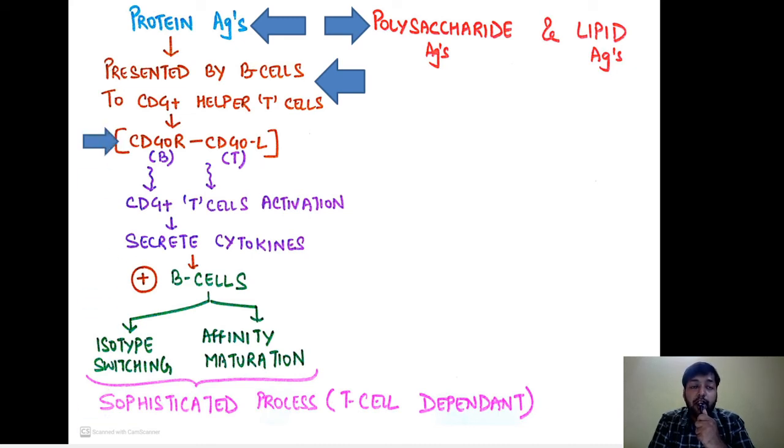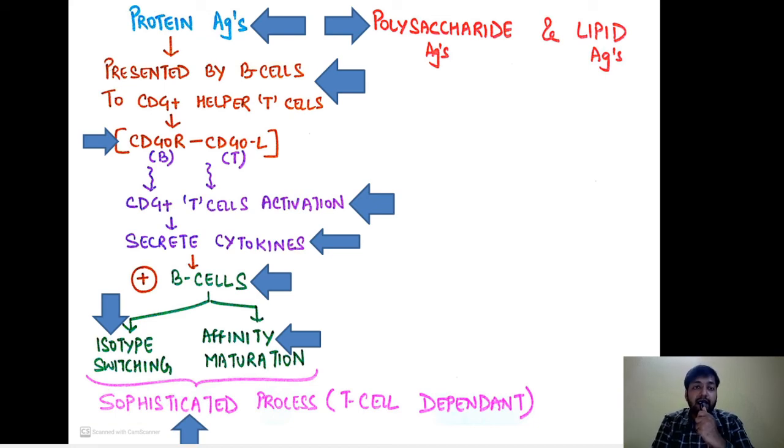And now, as you will recall, as we have already read, the B cells stimulate the T cells by means of the CD40 receptor, which is present on the B cells and macrophages, and which attaches to the CD40 ligand, which is expressed by the T lymphocytes. This leads to CD4 plus T cell activation. Once the T cells become activated, they release certain cytokines which stimulate the B cells, and these B cells carry out isotype switching and affinity maturation according to the nature of the microbe. So this entire process is T cell dependent, and therefore this is a very sophisticated process.